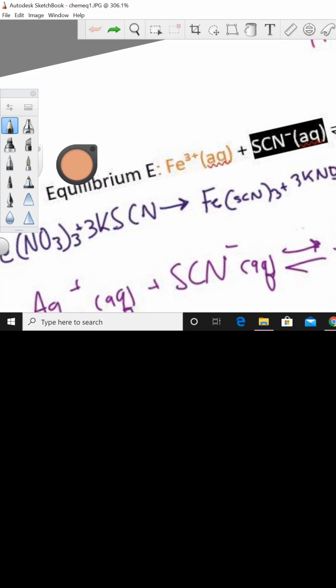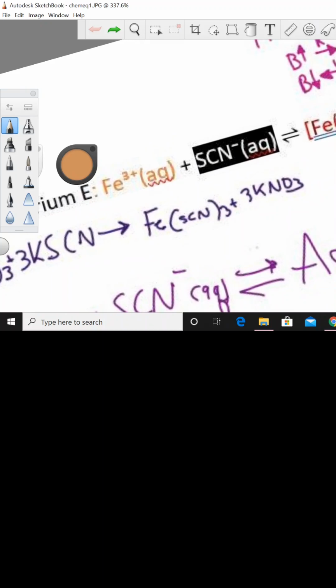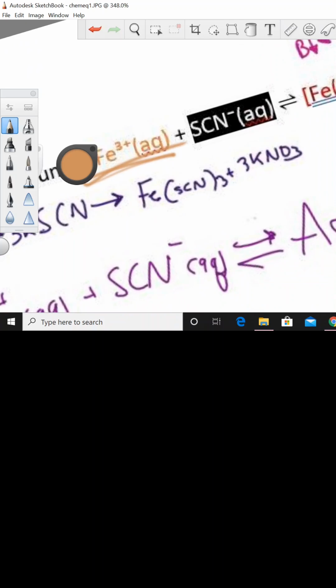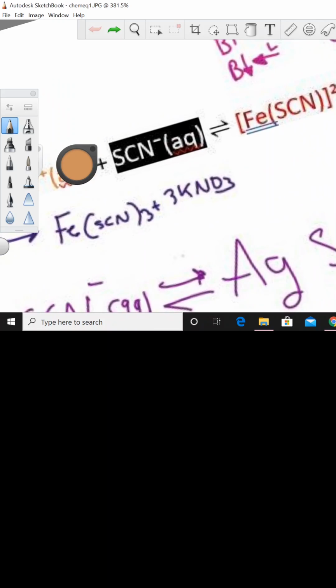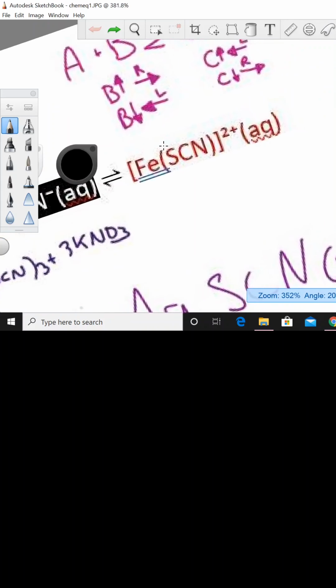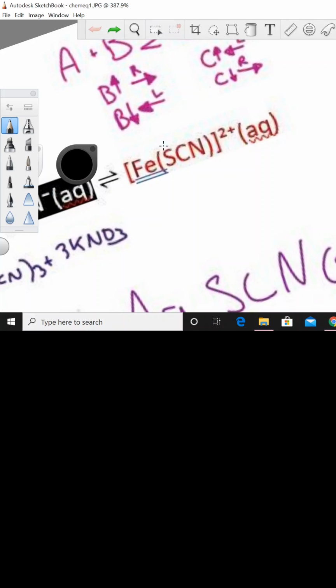And so our iron 3 ions could be categorized as sort of a yellow color for this instance alone. I kind of made them an orange color just so you can see it. And our SCN negative ions are a clear color, and our FeSCN 2+ ions are a deep red color.